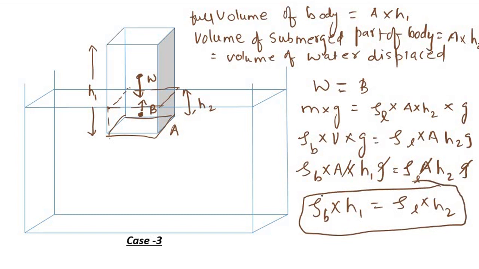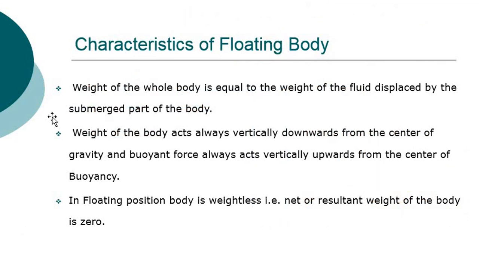The product of the density of the body times the entire height of the body is equal to the density of the liquid times the height of the submerged part. Right, a very important outcome, and I have highlighted the important points discussed till now in the last slide. So the weight of the body, this is the characteristic of a floating body. Weight of the whole body is equal to the weight of fluid displaced. This is nothing but the buoyant force.